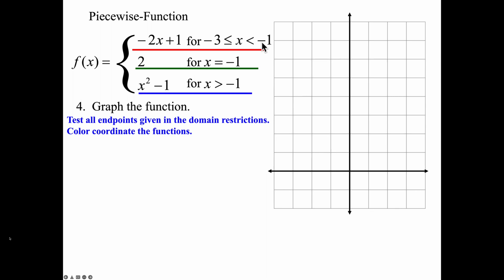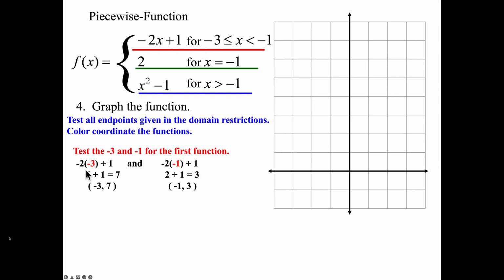Okay? Now, I'm going to color code these: red for the first, green for the second, blue for the third. So, -2 times -3, that's a +6, plus the 1 is 7. There's the first endpoint. Then test the -1. Just remember, this will be the open circle. -2 times -1 is a +2, plus 1 is 3. So the point -1, 3.